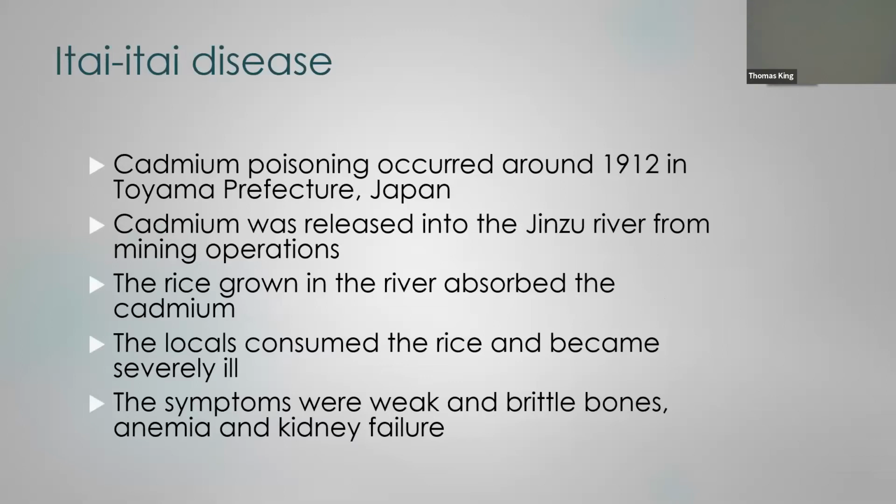Itai-itai disease. Cadmium poisoning occurred around 1912 in Toyama Prefecture, Japan. Cadmium was released into the Jinzu River from mining operations. The rice grown in the river water absorbed the cadmium. The locals consumed the rice and became severely ill. The symptoms were weak and brittle bones, anemia, and kidney failure. Next slide.